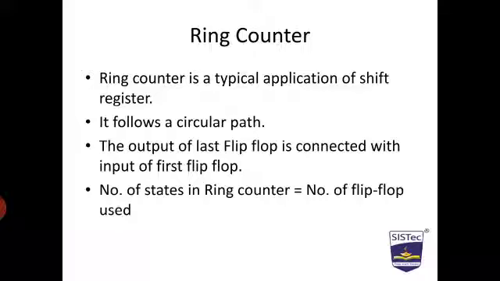In a normal counter, when we talk about the number of states, for example if we have a 4-bit counter, then the number of states will be equal to 2 to the power 4, that is 16. But in a ring counter, the number of states is equal to the number of flip-flops used, or the number of bits used. So for a 4-bit counter, the number of states will be equal to 4.